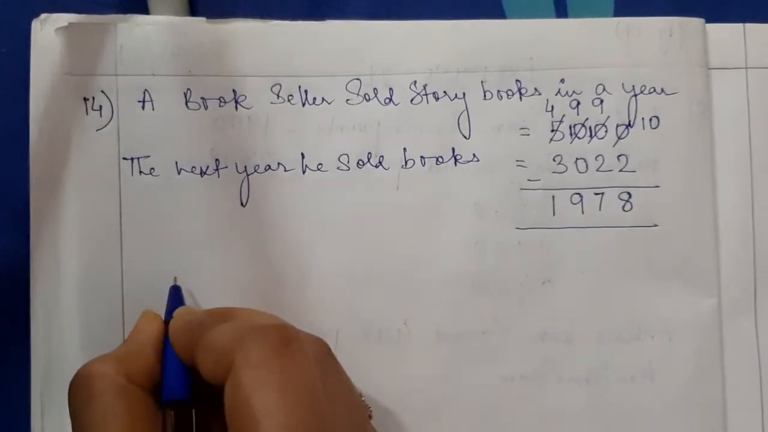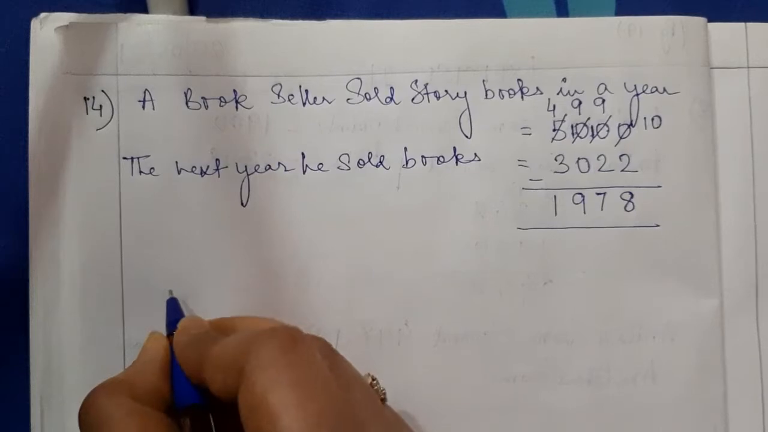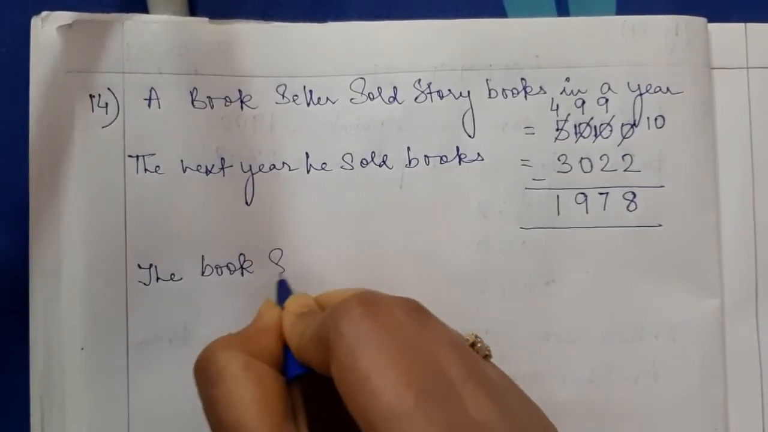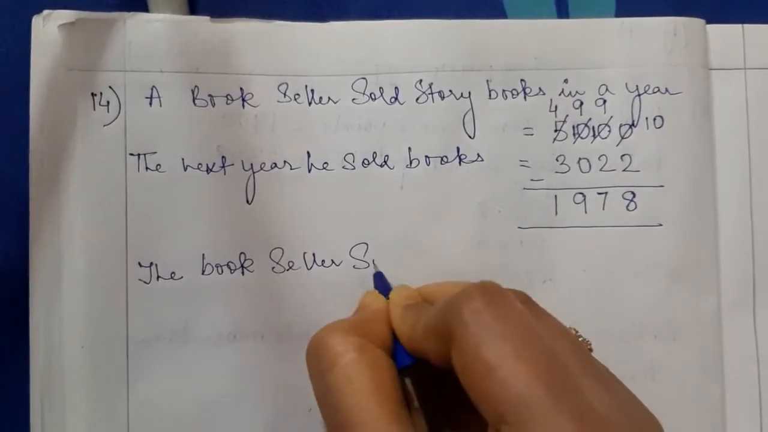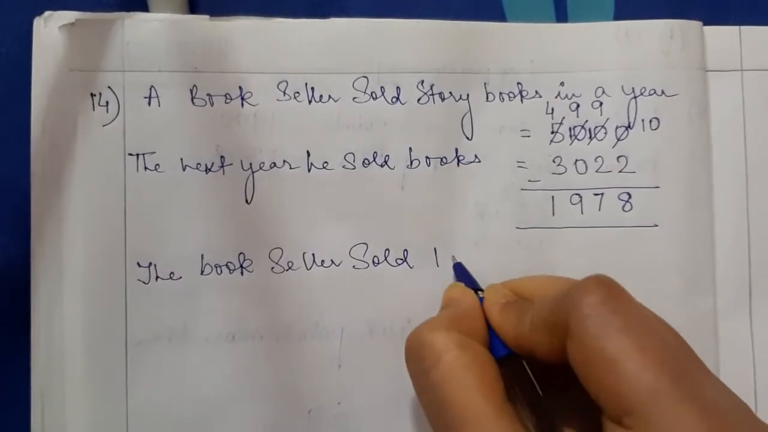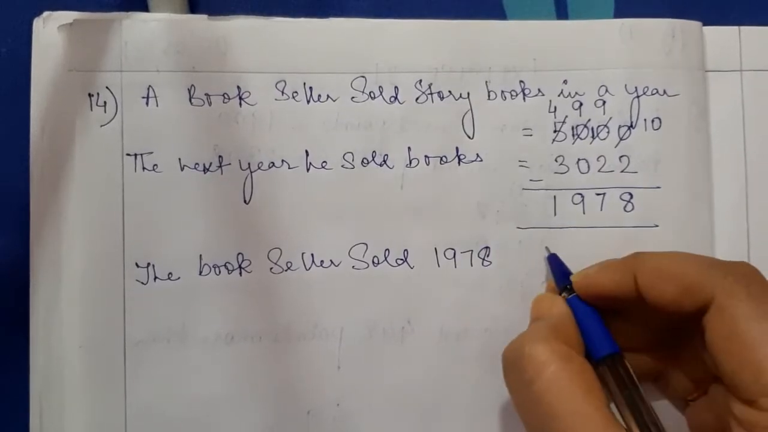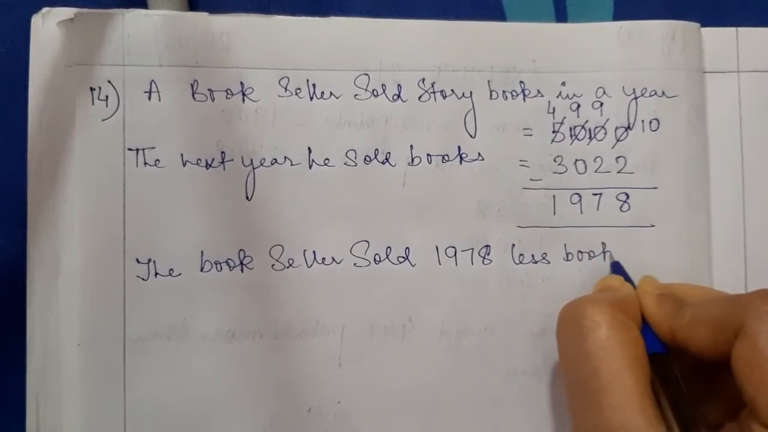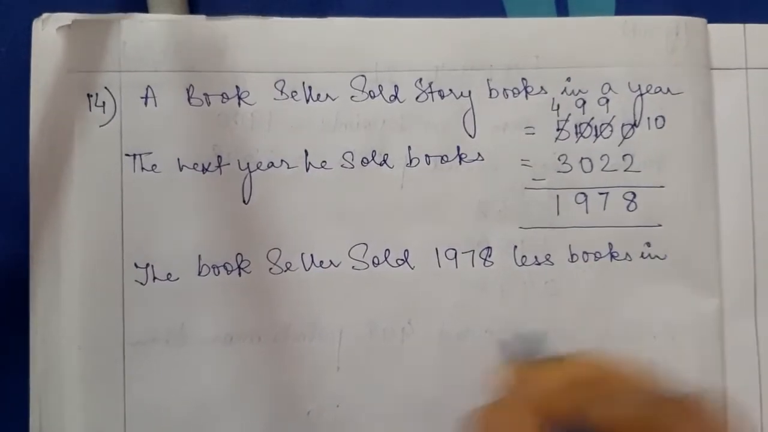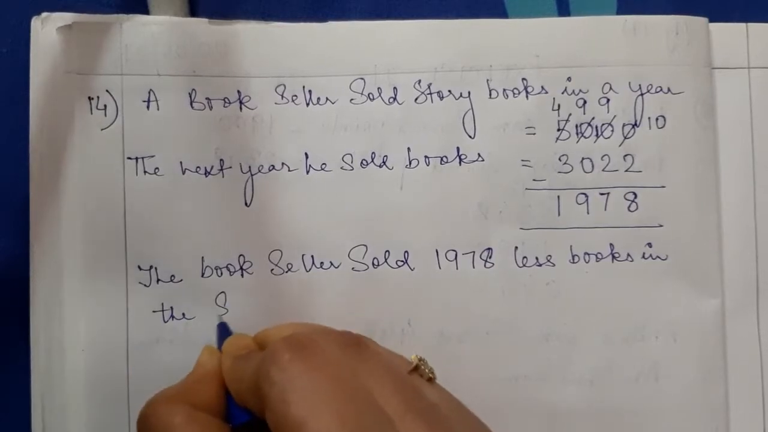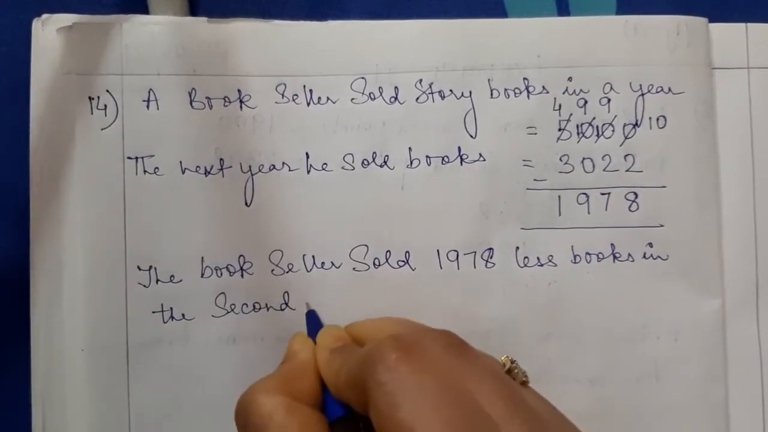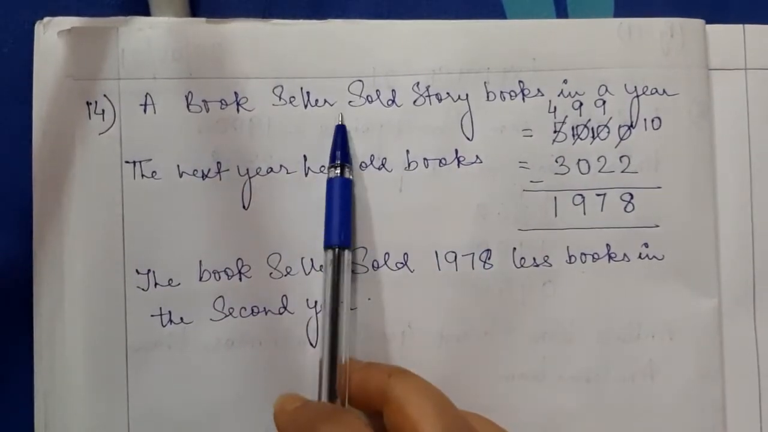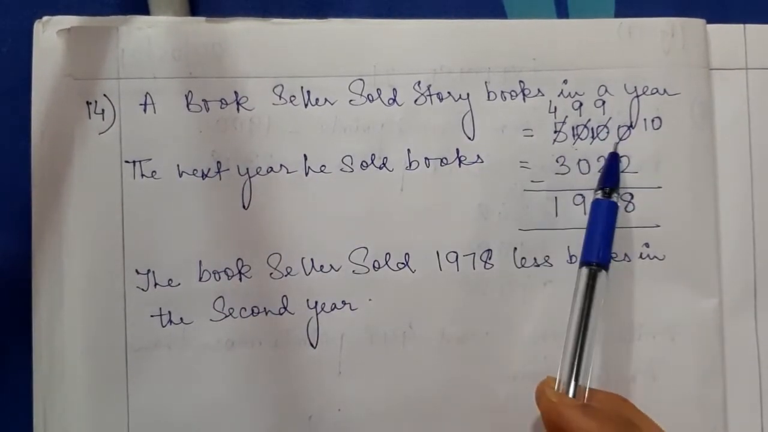So we are going to write the final statement. The bookseller sold 1,978 less books in the second year. All right.